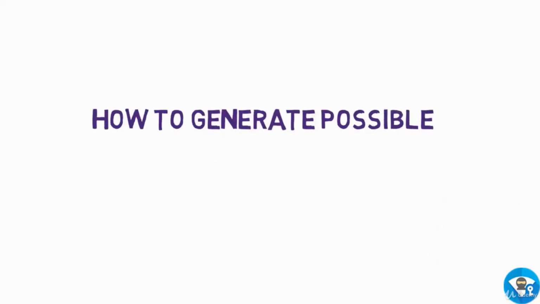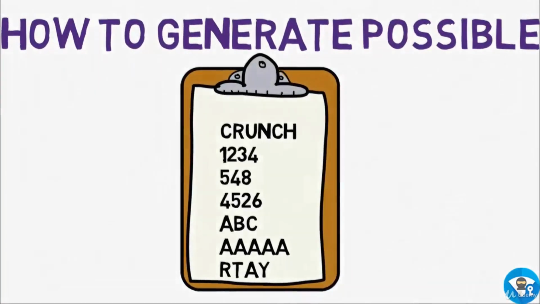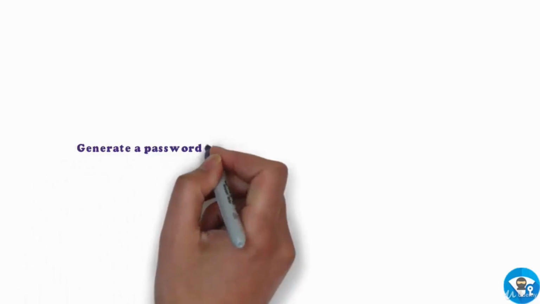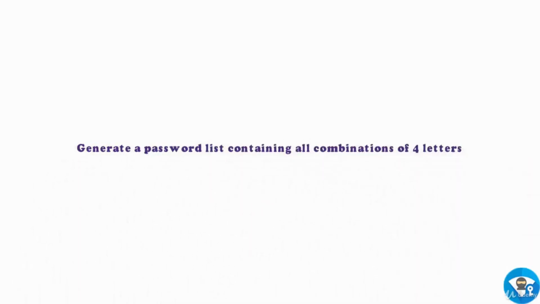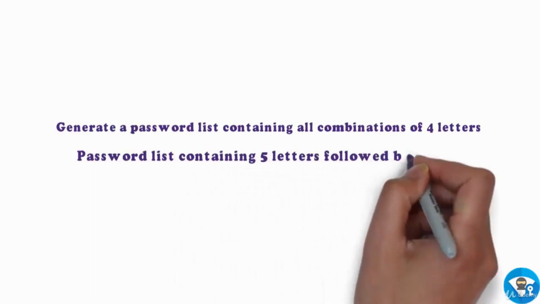Welcome. In this video we will see how to generate a possible password list using the Crunch tool. Crunch is an easy-to-use tool for generating custom-made password lists used for brute force password cracking. You need not download and install anything, because Crunch comes as a standard tool in Kali Linux. I will show you how easy it is to generate a password list containing all combinations of 4 letters, and a password list containing 5 letters followed by a year. Let's see how to do this in practice.